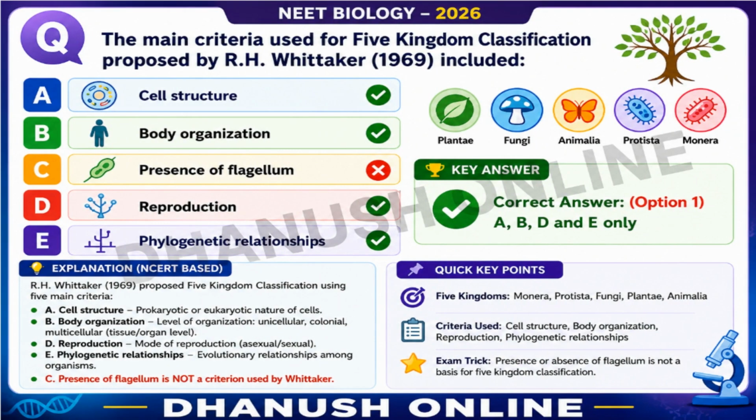R.H. Whittaker's 5-kingdom classification primarily used cell structure, body organization, reproduction, and phylogenetic relationships as criteria. The presence of flagellum was not one of the main criteria used. Thus, the correct statements are A, B, D, and E.